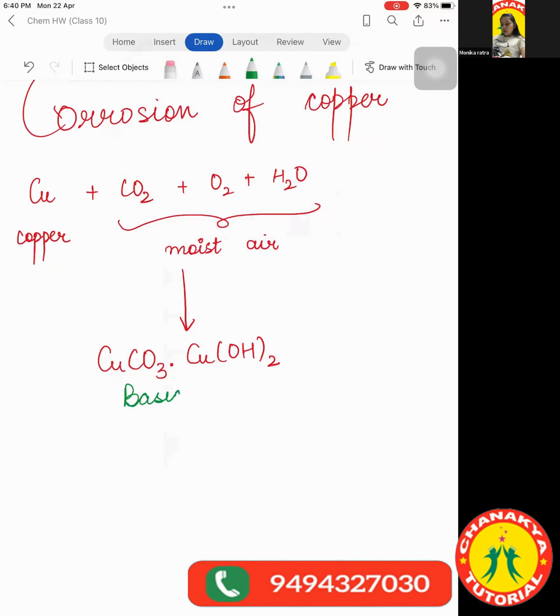Then the name of this product formed is basic copper carbonate. If you do not write the word basic, this name is incomplete. So you have to write basic copper carbonate, because basic represents copper oxide, and the entire formula has a dot in between, which you also have to put. This is green in color. Clear, everyone?